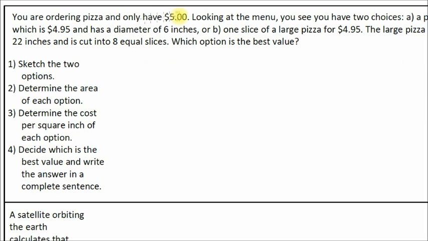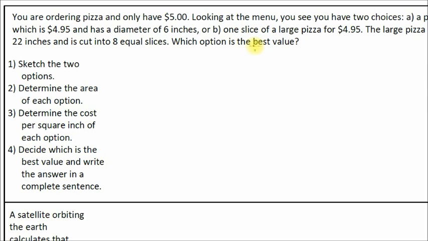Can't see the whole question on the screen, so I'm going to read it to you. Just follow along. You're ordering pizza and only have $5. Looking at the menu, you see you have two choices. You can buy a personal pizza, which is $4.95 and has a diameter of 6 inches, or your second option is you can buy one slice of a large pizza for $4.95, same price. The large pizza has a diameter of 22 inches and is cut into 8 equal slices. The question is, which option is the best value?